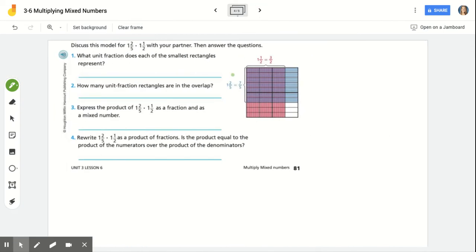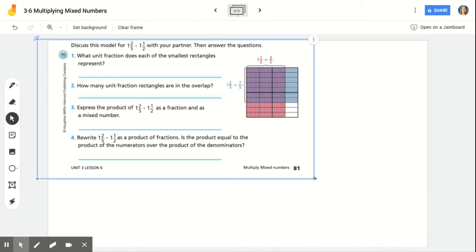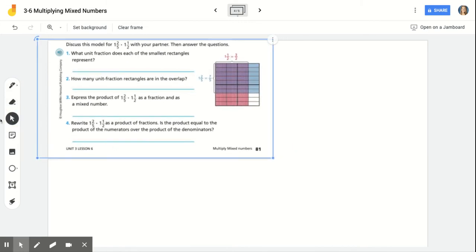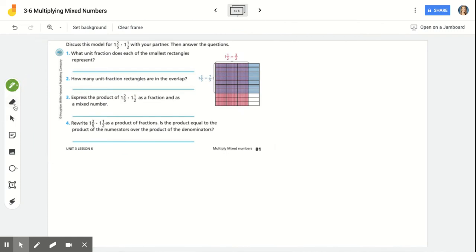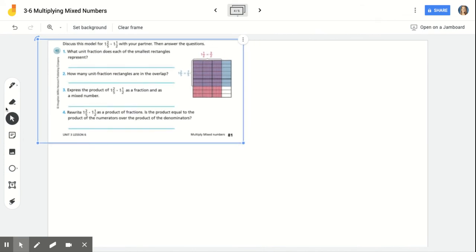Let's continue on with the page. And it says, discuss this model for 1 2/5 times 1 1/2. And they already did it for us. I don't like that they already did it for us because it's already kind of confusing, just even for me as a teacher, to look at work that's already done. Let's draw it out together. So either flip over or draw a line. We're going to start a whole new problem. We're going to write out the equation. I'm going to make mine smaller on your piece of paper.